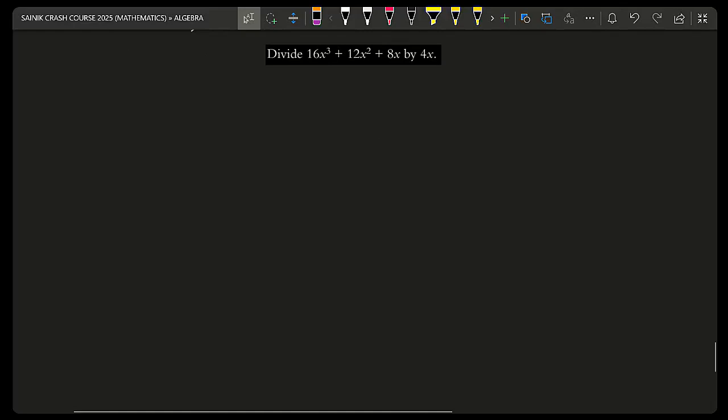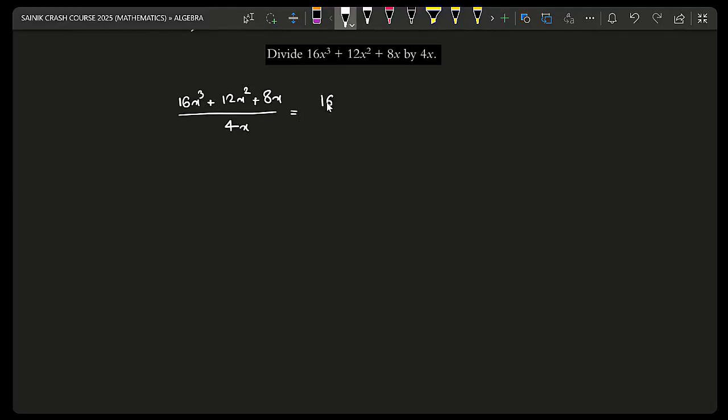Okay, let me explain this question. So we know distributive property of multiplication over addition. So similarly, division also satisfies the distributive property over addition as well as subtraction. Shanai, mute yourself. 16x cubed plus 12x squared plus 8x. We want to divide it by 4x. So apply the distributive property. You can distribute the denominator to every term of the numerator.